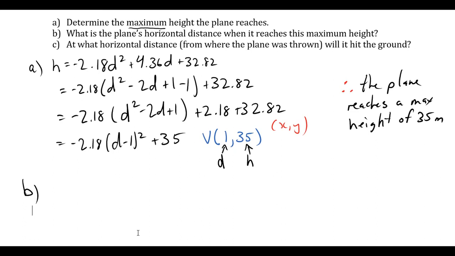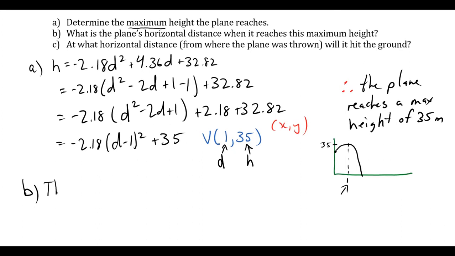What is the plane's horizontal distance when it reaches maximum height? We've already done all the work, but I didn't graph this one, I should have sketched it. It looks like this. So there's my 1, and there's my 35, and that's from the vertex.